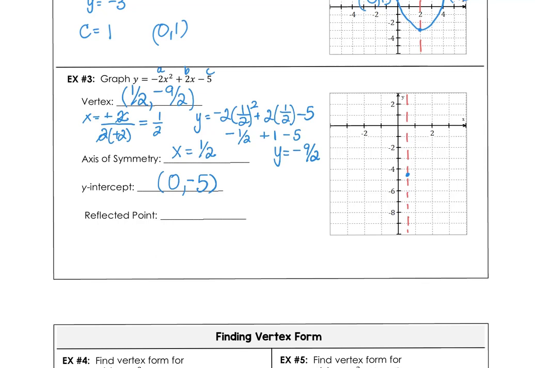I'm going to clean this up a little bit. And then at 0, negative 5. So if we reflect that point, we're at 1, negative 5, and 0, negative 5. They're both 1/2 of a unit away from the axis of symmetry. And we have a nice smooth curve. Actually, if you substitute 1 or 2 into the equation, you find that you get negative 9. So you can also reflect that point.